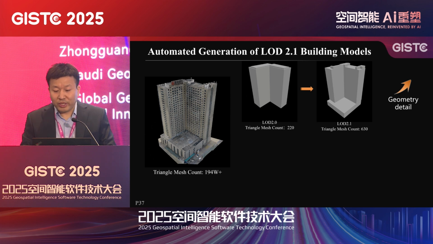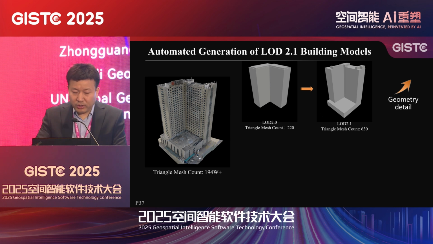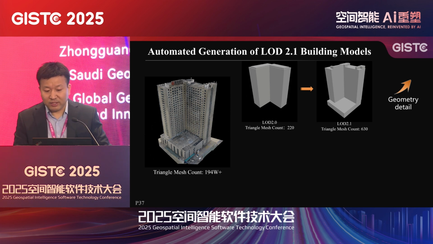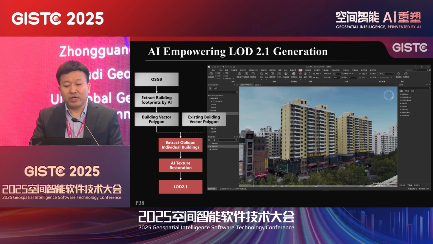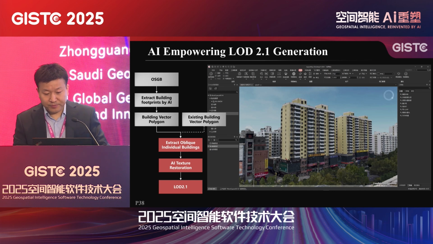And this year, we have upgraded the modeling capabilities based on oblique photography model individual 3D modeling technology. The geometry is more detailed, upgrading from LOD 2.0 to LOD 2.1. And we use real texture to replace the uniform texture. So the texture details are upgraded too.